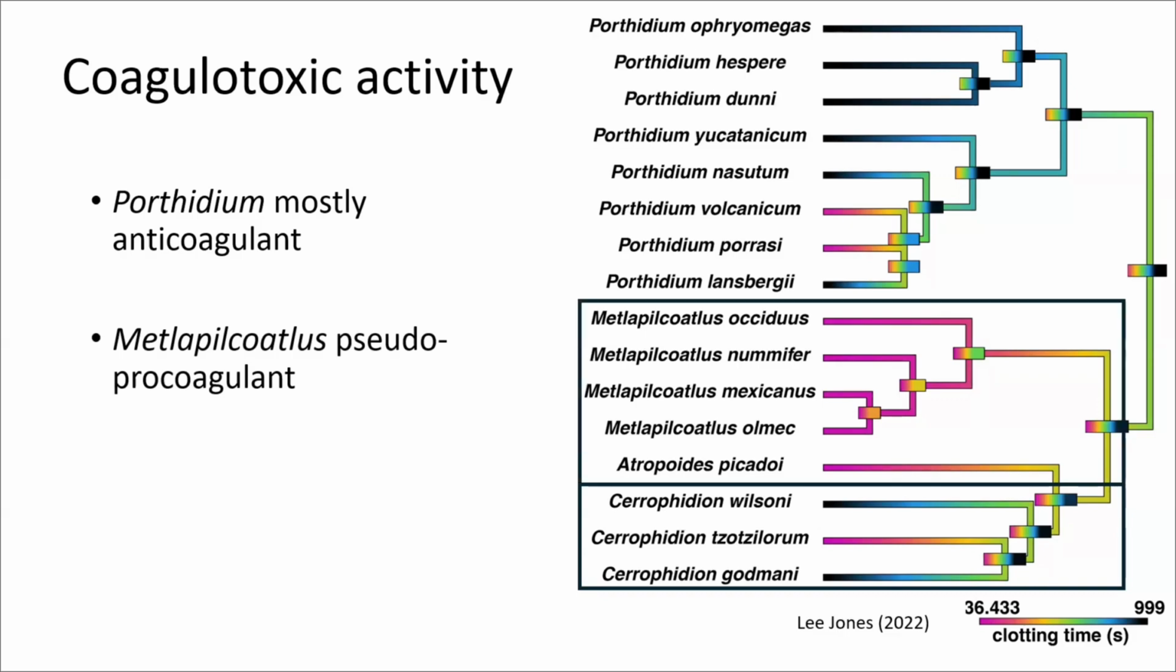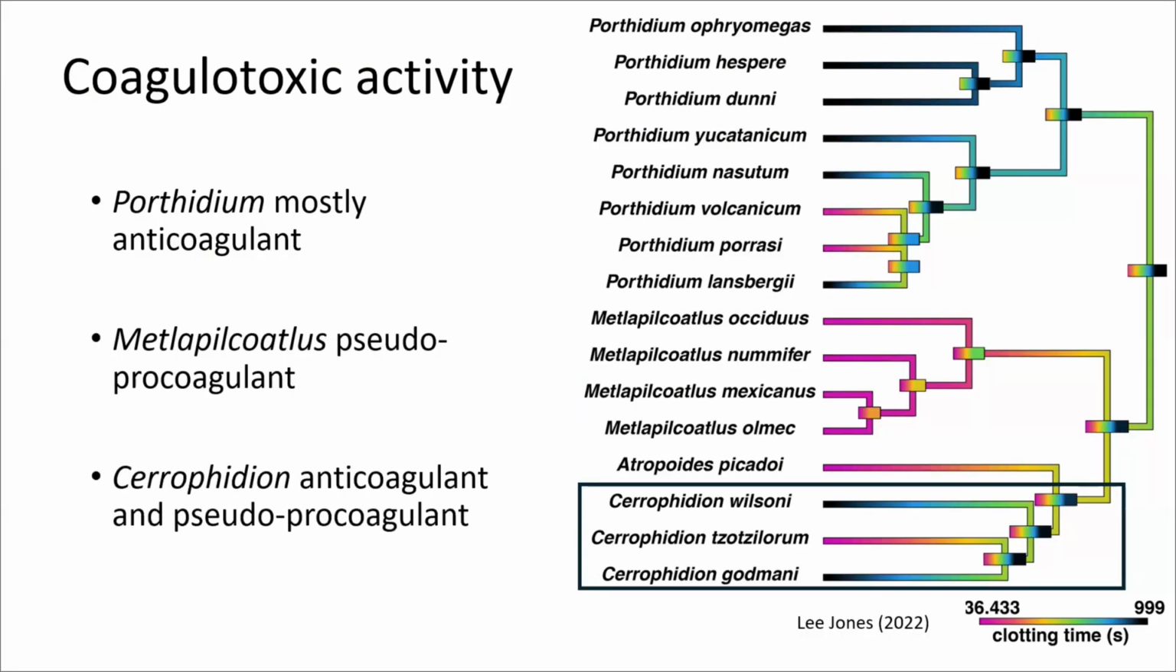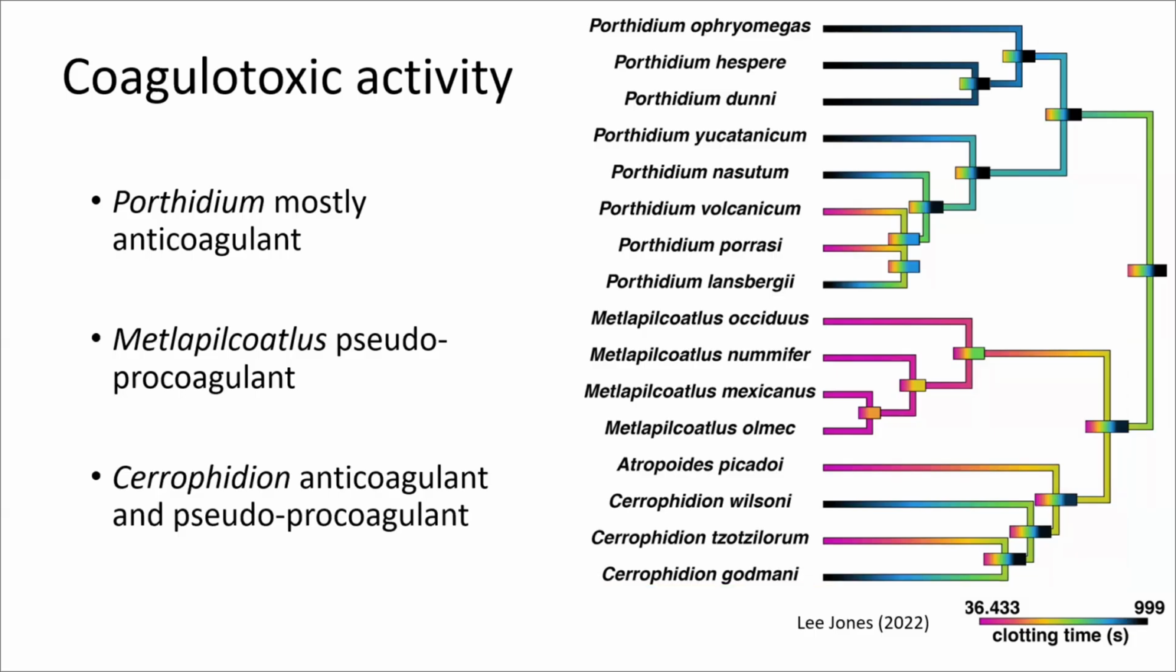Metlapilcoatlus was also pseudoprocoagulant, inducing those weak clots that are characteristic of the pseudoprocoagulant activity. And finally, Cerrophidion had a mix of anticoagulant and pseudoprocoagulant venoms.